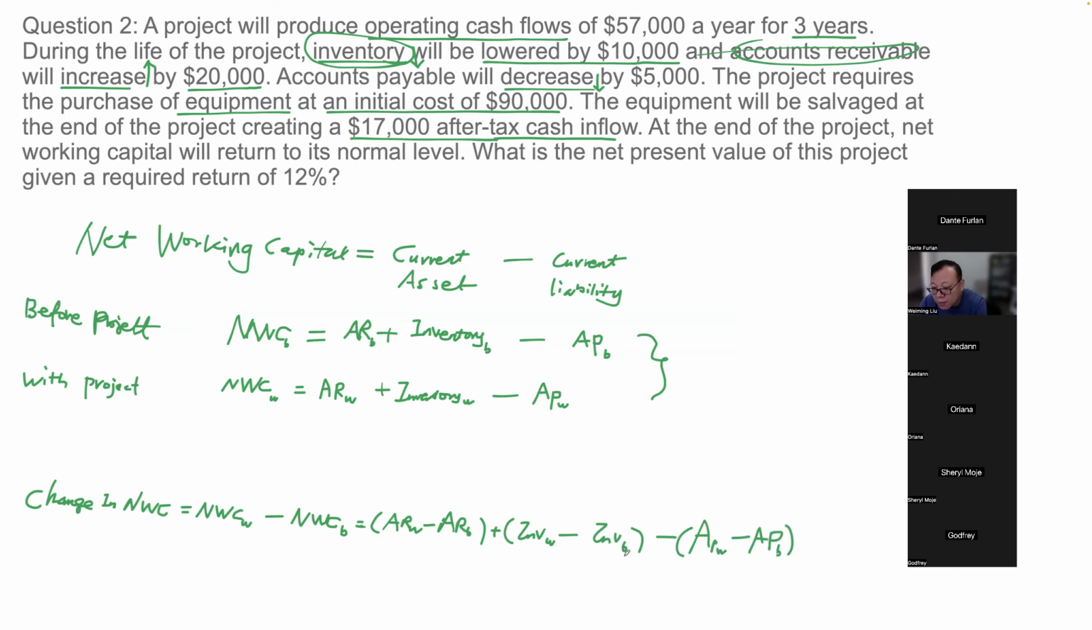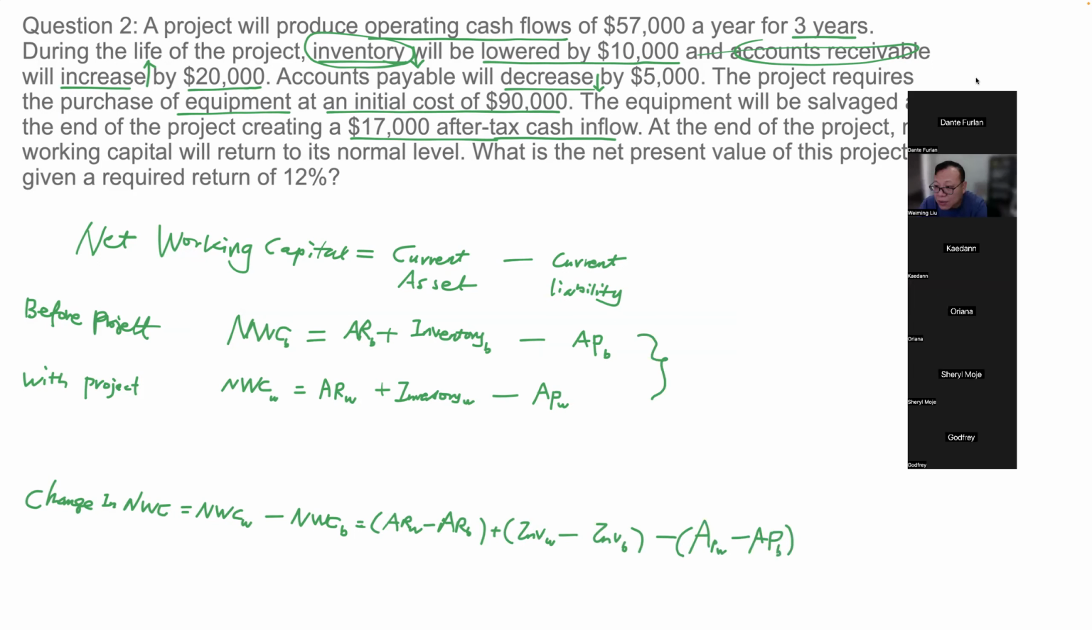Give me a sum up if you understand. 1, 2, 3. I did nothing. There are two equations, and I take the difference of the two equations. So I subtract the left side and I subtract the right side. Okay. Good. So now you tell me AR_W minus AR_B. How much has accounts receivable increased? Can you tell me what this number is?